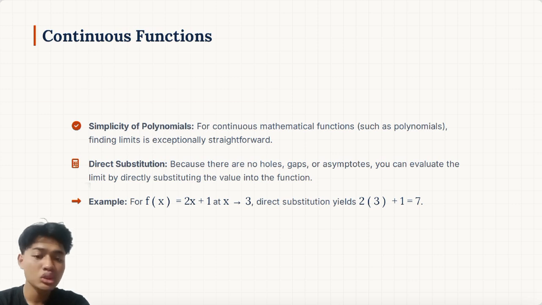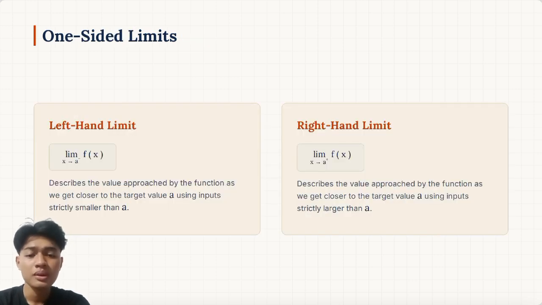Now let's discuss one-sided limits. There are two ways to approach a number. First, we can approach it from the left, which is called the left-hand limit. It is written as the limit of f of x as x approaches a from the left. Second, we can approach it from the right, which is called the right-hand limit. It is written like that.